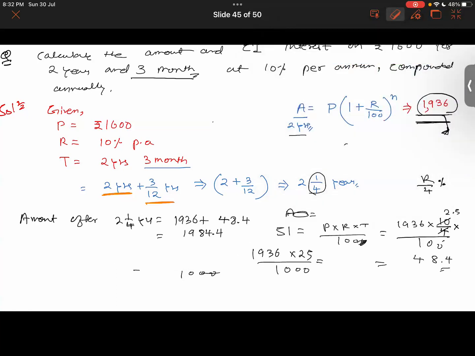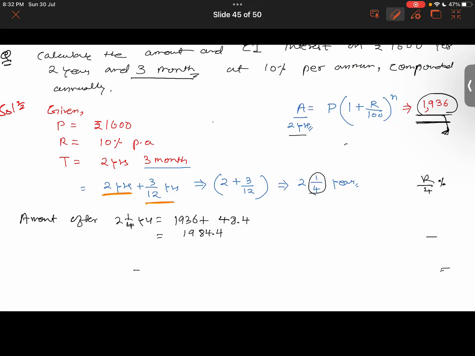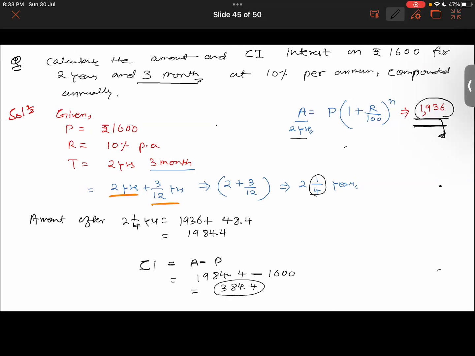This is the amount now. We haven't got the compound interest yet. Read the question. It is also asking to find the compound interest as well. So we know the formula to find compound interest. What is it? The amount minus principal. So now 1984.4 minus the principal. So principal was how much? So 1600, isn't it? 1600. So that gives me 384.4. So that is the compound interest, guys. Hope that is clear.